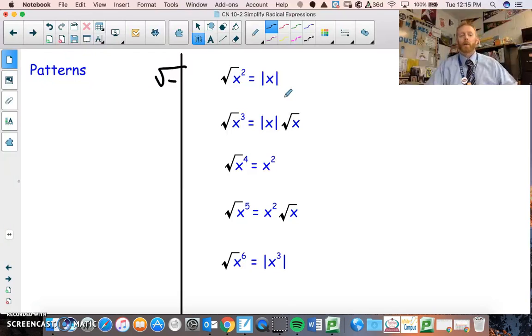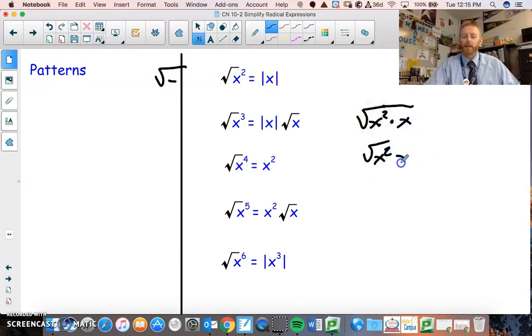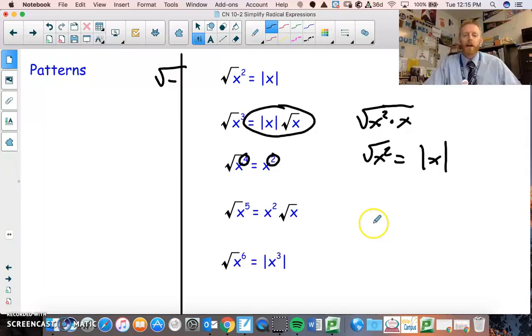So what we're going to do is break these things down. A square root of x to the third would be an x to the second times an x. The square root of x to the second is equal to the absolute value of just an x. So then we have this left over for our answer. So you're more or less taking, for the square roots of exponents, the number for your exponent and dividing it by 2.